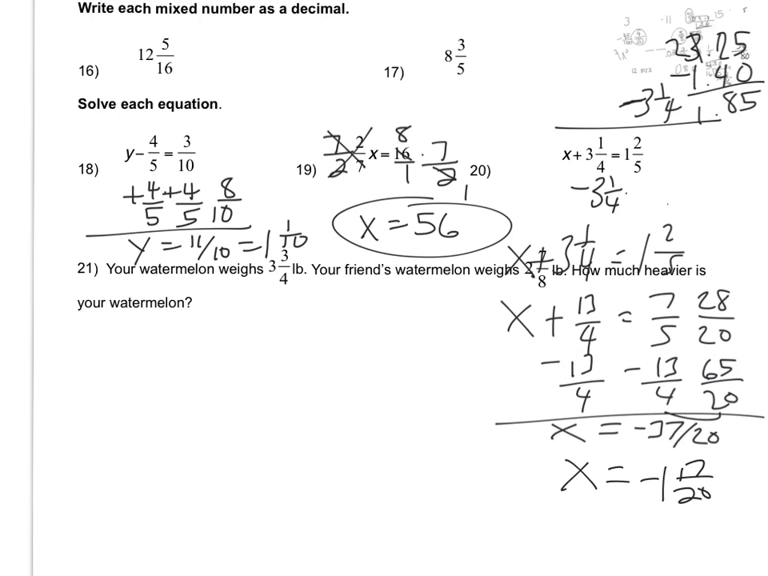Notice up here that 1.85, that should have been a negative, that is equivalent to this as well. So pick your strategy and just remember those fraction rules when you're adding and subtracting. Make sure you have the common denominator and watch for the negatives.